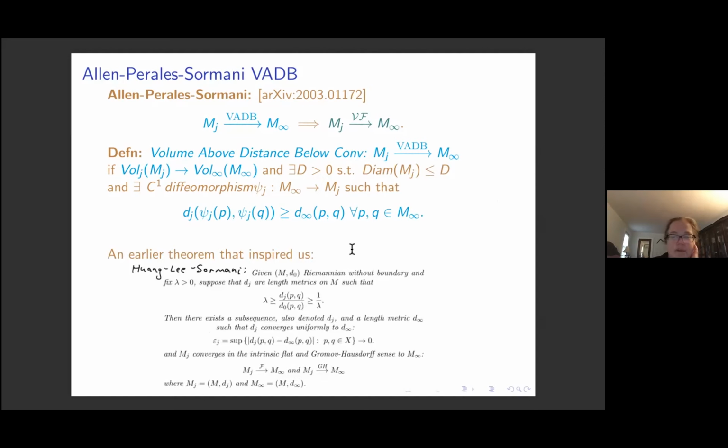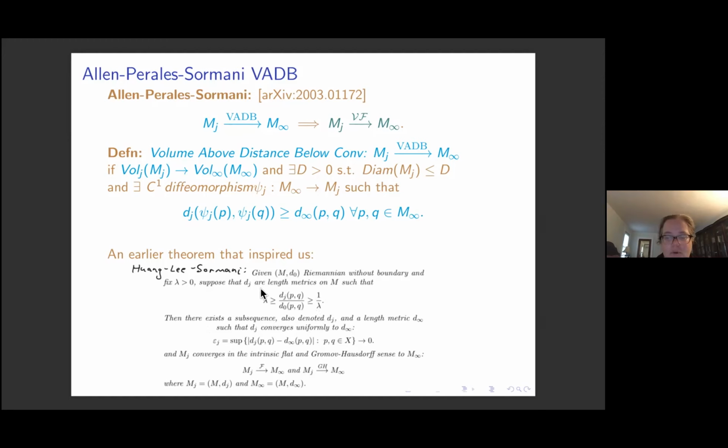So an earlier theorem that inspired us was this theorem in a paper by Huang, Lee and I, which was studying the positive mass theorem when the mass is very small in the graph setting. And as a step of our proof, we came up with this method for estimating the intrinsic flat and Gromov-Hausdorff distance between things. On some level, the Gromov-Hausdorff result was already known. The intrinsic flat was not. I'm just going to mention this theorem because it was inspiring to us.